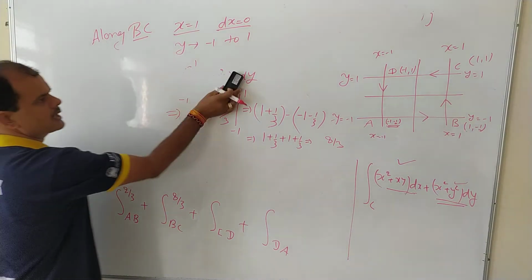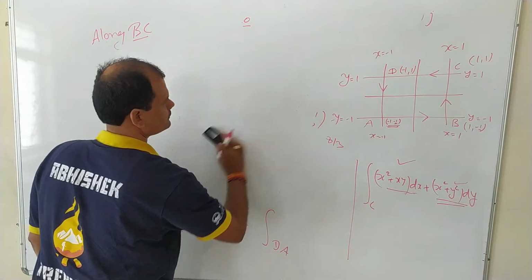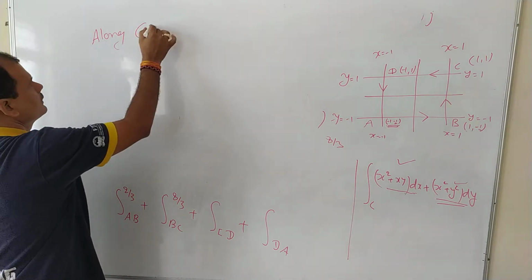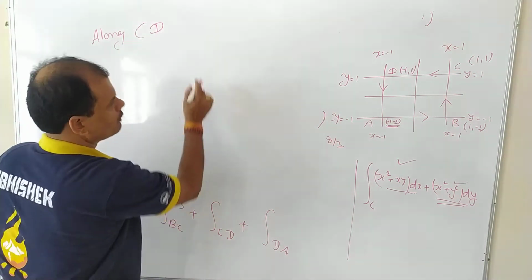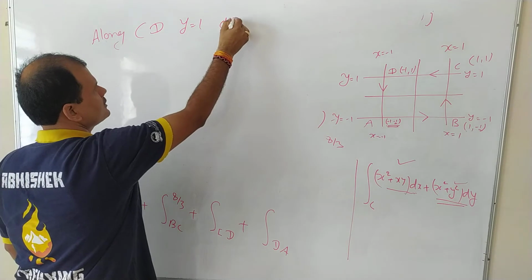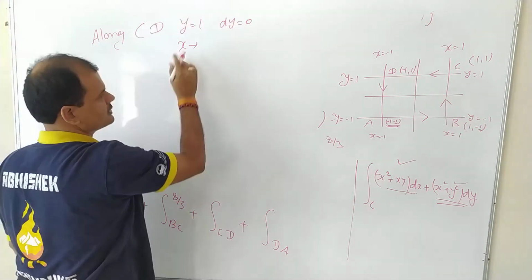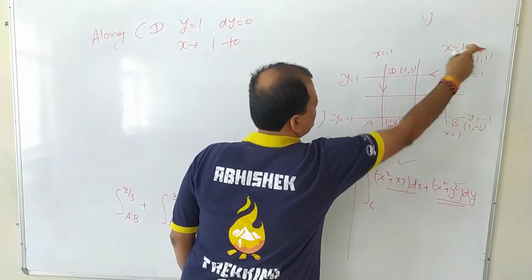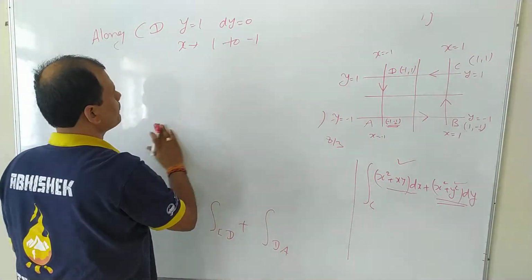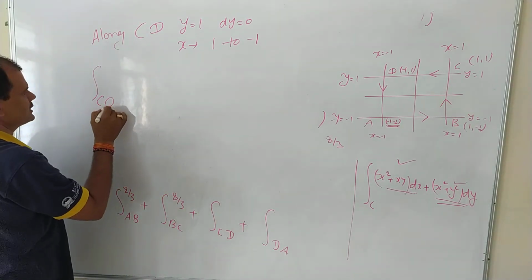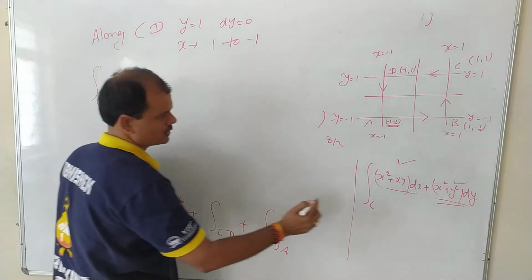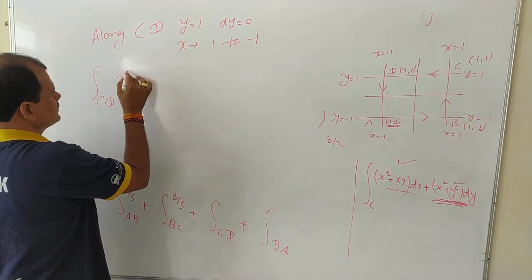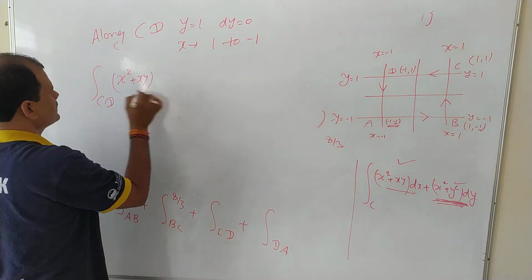Okay, let us see along the CD. Along the CD, what is happening? Your y equal to 1, dy will be 0, and x limit will be from 1 to -1. Fine. So this integral along CD, dy is 0, which means only that term is 0. We get this term only, x square plus xy dx.